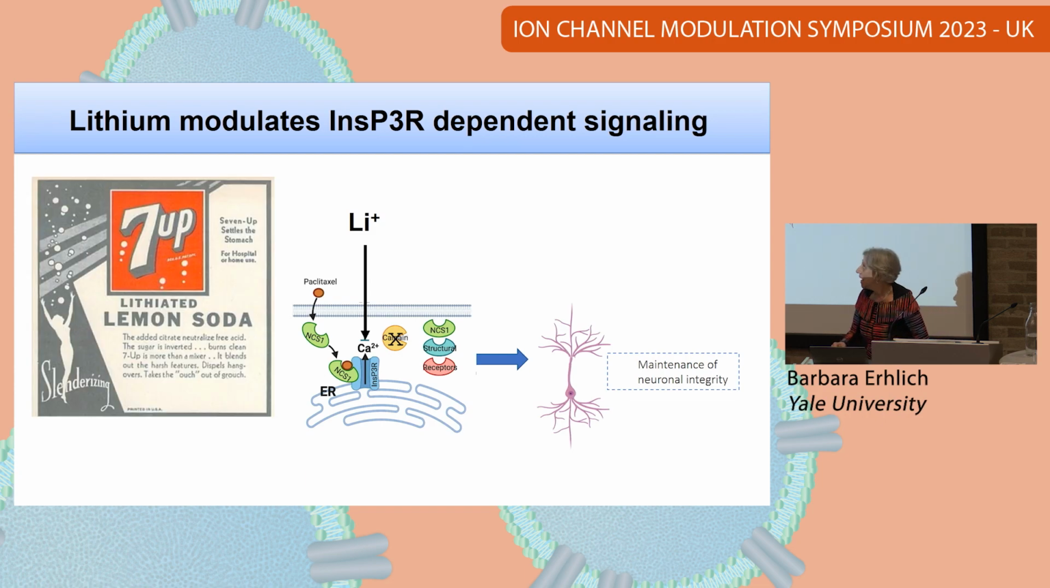Okay, how many people have ever had 7-Up? 7-Up is a lithiated soda. Was, just like Coca-Cola doesn't have cocaine anymore, 7-Up doesn't have lithium anymore. The 7 is from the molecular mass of lithium. The Up is because it's a mood lifter. You can see here it says, takes the ouch out of grouch.